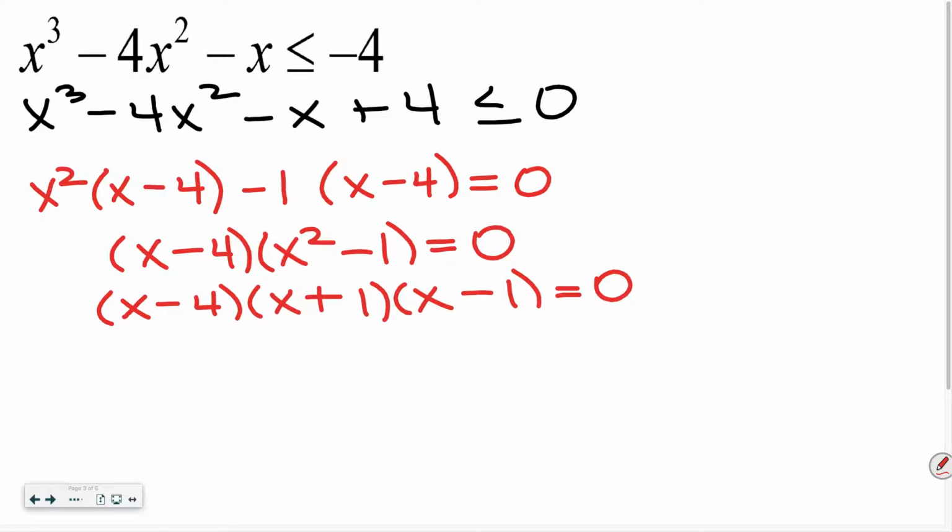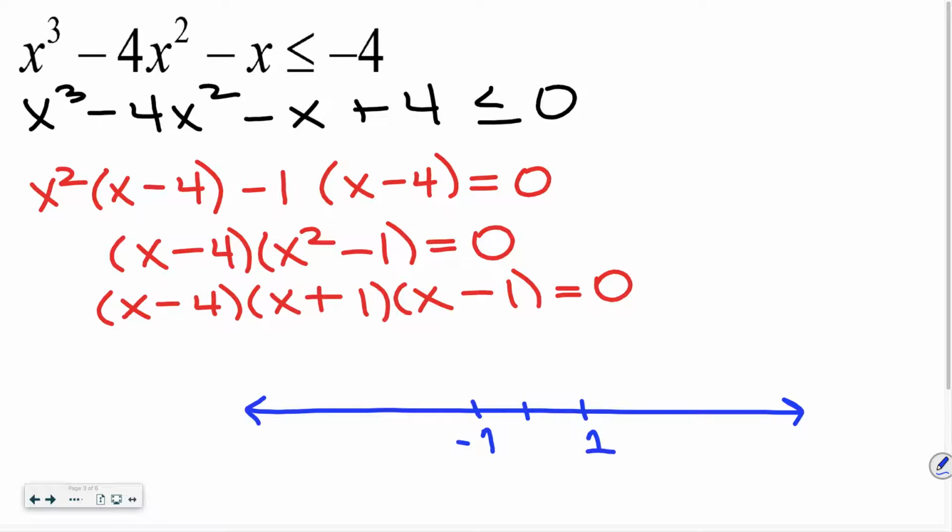Okay, now we need to test our values. So what we're going to do is put our zeros on a number line here. Essentially, we're just going to think about the x-axis here. Here's the x-axis. Here is positive 1. Here is negative 1. And here is 4.